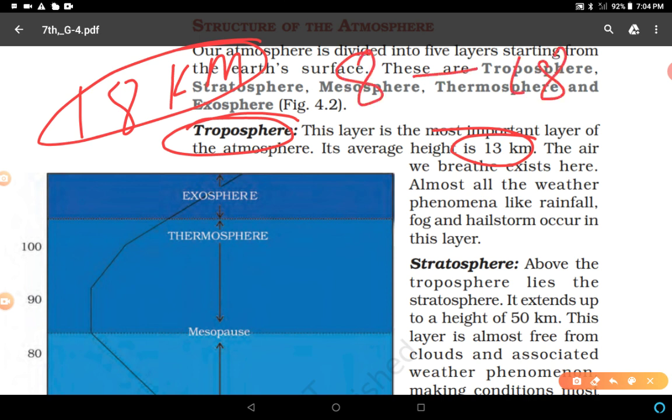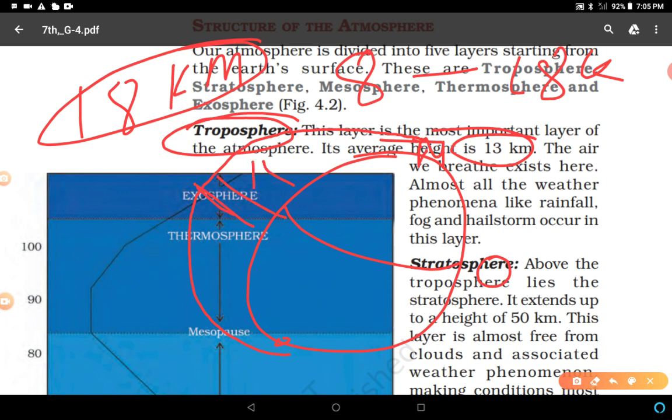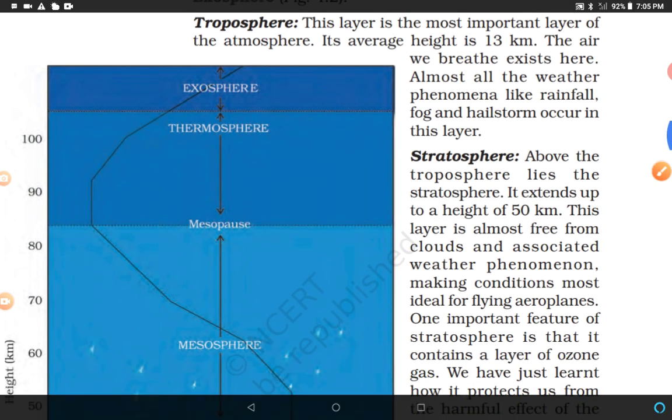8 to 18 kilometer. Where is it? This is Earth, and here the equator 0 degree, North Pole and South Pole. On the polar region, its height is only 8 kilometer, and at the equator 18 kilometer. Clear? So the thickness varies from 8 kilometer at the poles to 18 kilometer at the equator. This thing you have to remember.